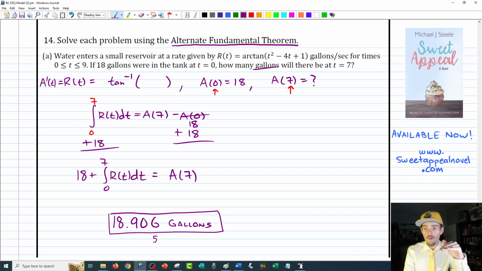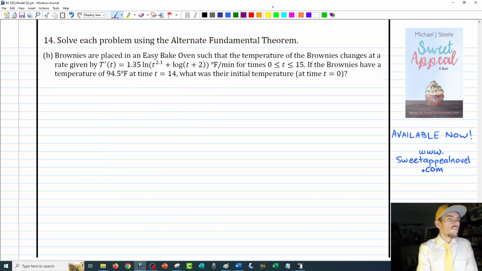Again, we start with the fundamental theorem. We solve for whatever piece we're missing, and then we just let the calculator do the heavy lifting. You should be doing no anti-differentiation by hand on this question, question 14 on the ESQ, unless possibly you're taking the plus ESQ, in which case basically there's no holds barred. Anything goes.